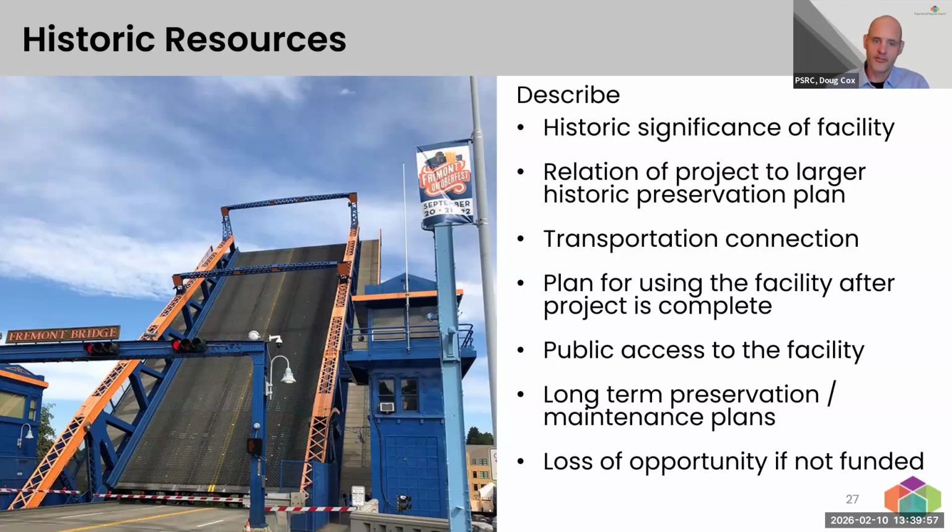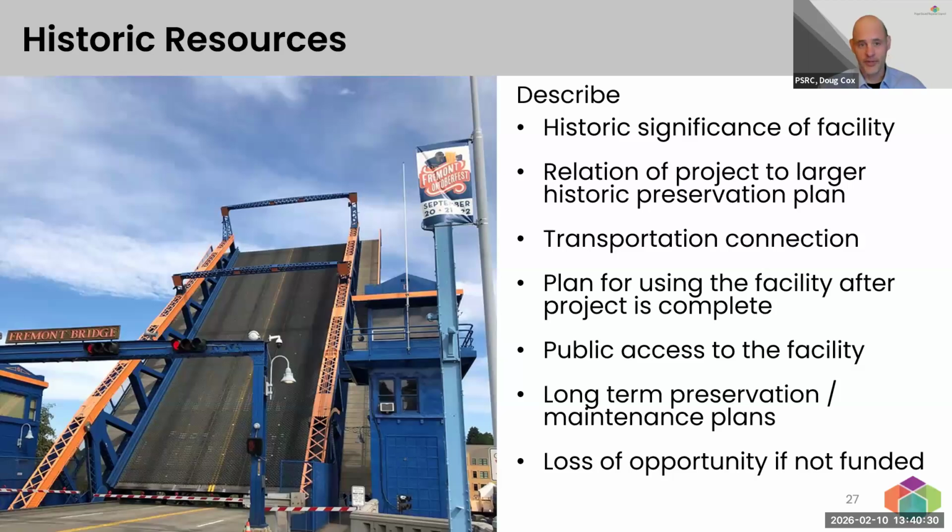Then you'll describe how the project relates to the broader historic preservation plans for the area. So if there's a long-term plan for preserving the historic resources in your jurisdiction, how does this project fit in with those plans? And since this is TAP and these are FHWA funds, as Jennifer said earlier, there has to be that connection between the project and the transportation system. So the next question is where you explain the current or former transportation use of the facility. And there's got to be that nexus to transportation.